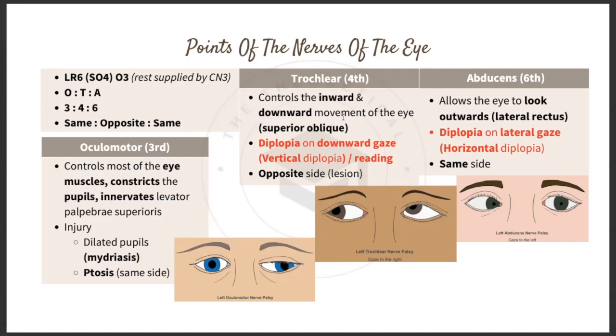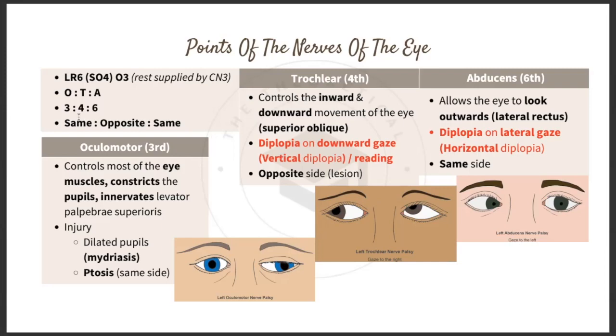Now, in trochlear nerve, the fourth cranial nerve, it is involved in controlling the inward and downward movement of the eye. The muscle involved would be the superior oblique muscle. Injury to that would cause diplopia. Diplopia is double vision on downward gaze. So basically, when the patient is looking down, like when they are reading or maybe they're walking down the stairs, okay, there is double vision. So there's vertical diplopia. And the lesion affected would be the opposite side.